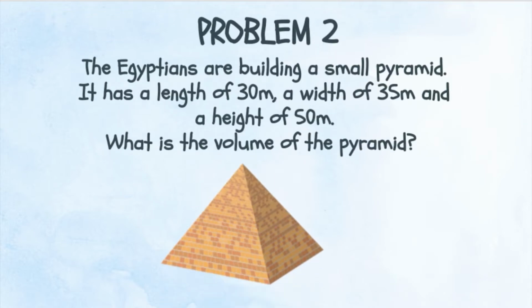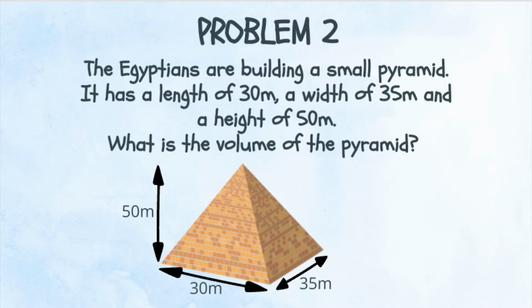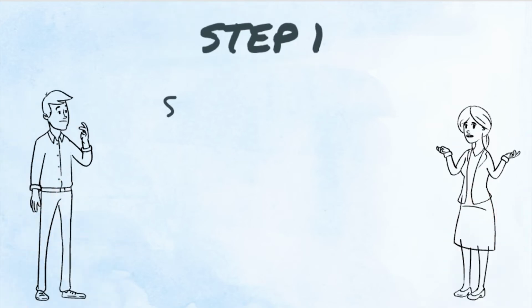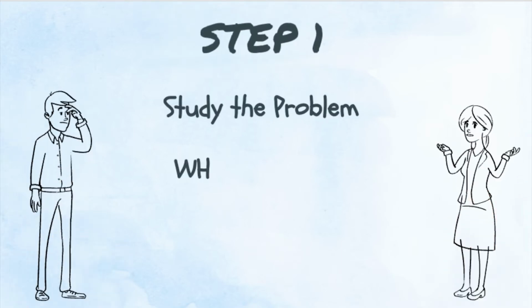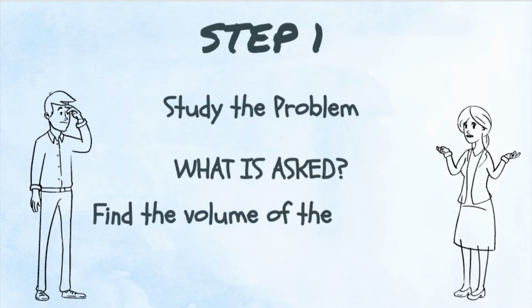The Egyptians are building a small pyramid. It has a length of 30 meters, a width of 35 meters, and a height of 50 meters. What is the volume of the pyramid? Now, using our steps STAR, let's move on to step 1. What is asked? We need to find the volume of the pyramid.